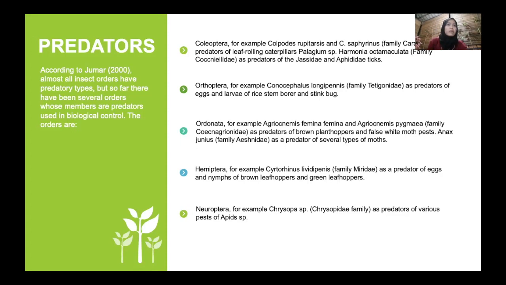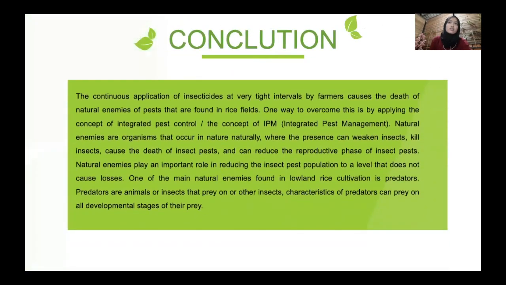Next is Odonata, for example Agriocnemis femina and Agriocnemis pygmaea, family of Coenagrionidae, as predators of brown planthoppers and green leafhoppers. Next is Hemiptera, for example Cyrtorhinus lividipennis, family of Miridae, as a predator of eggs and nymphs of brown planthoppers and green leafhoppers. The last is Neuroptera, for example Chrysopa sp. from the Chrysopidae family, as a predator of various pests such as aphids. There are so many predators out there, but this is a sample.